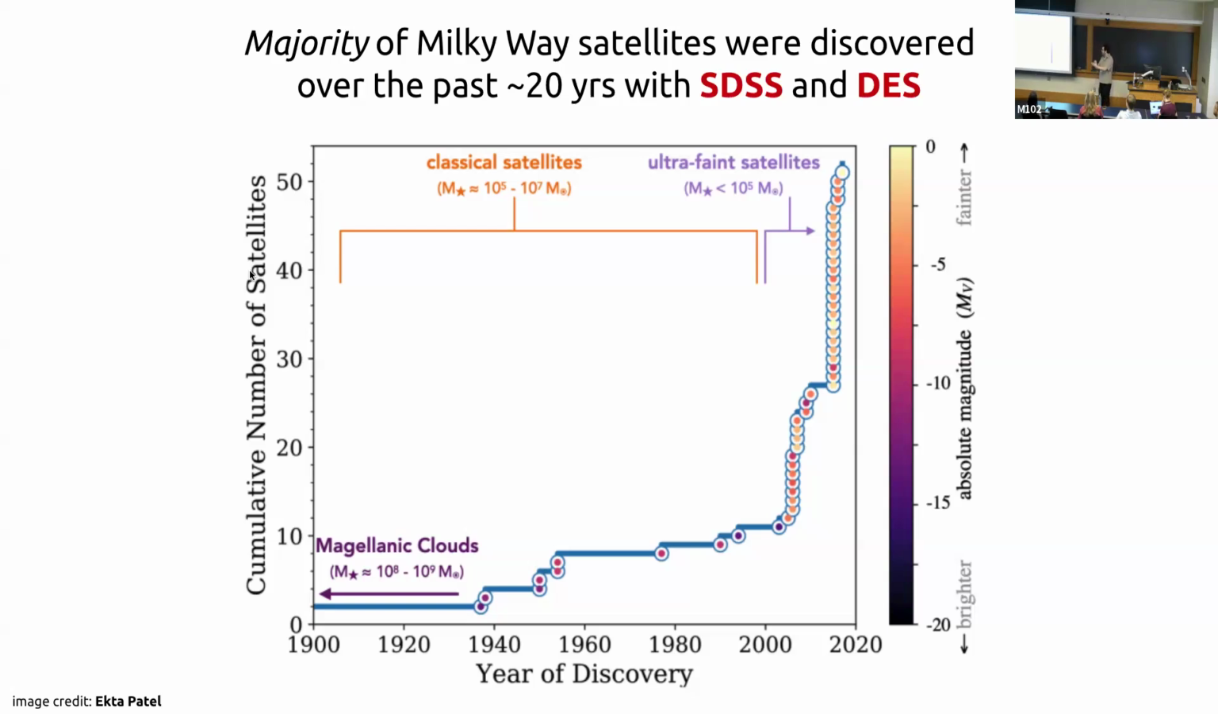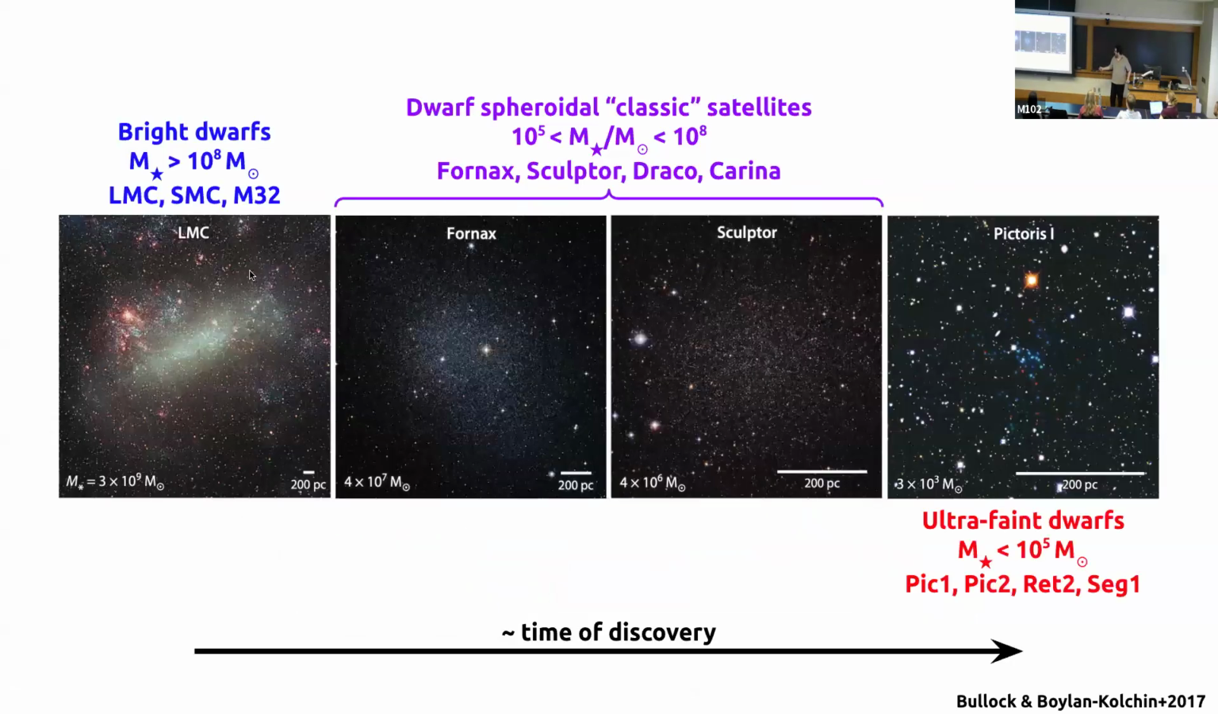There's a bunch of ambiguous stellar systems that we don't know if they are actual globular clusters, star clusters, or dwarf galaxies. So this is the current situation. And then this is the direction of discovery.